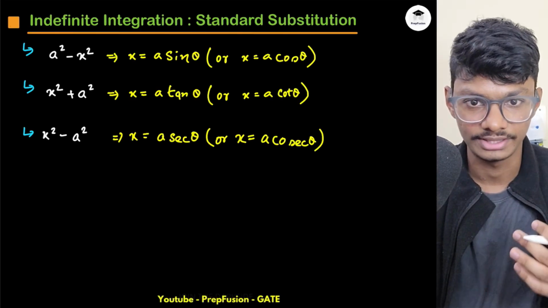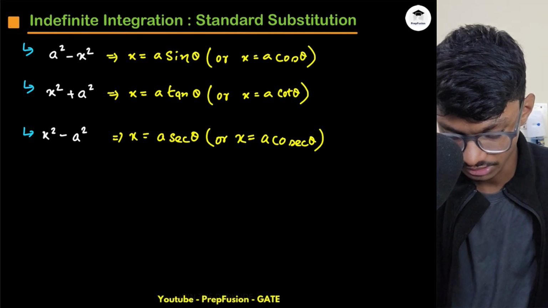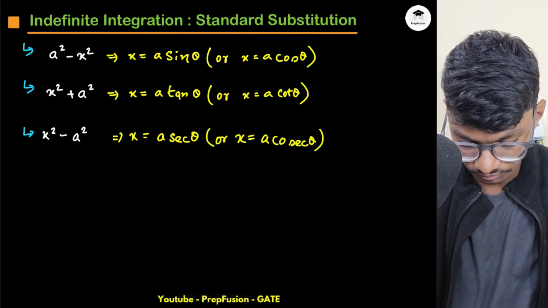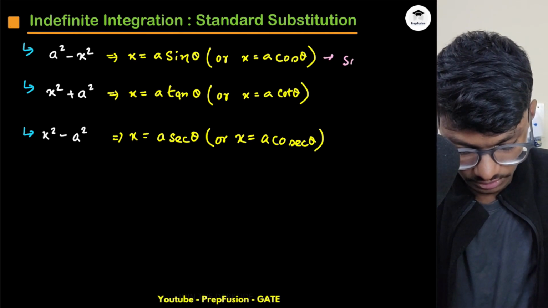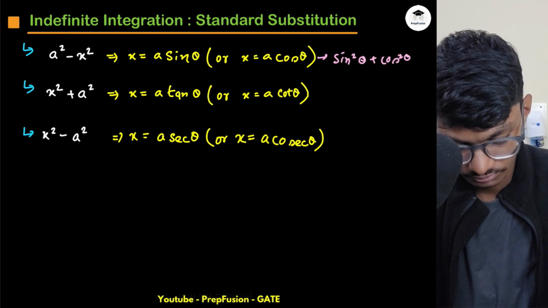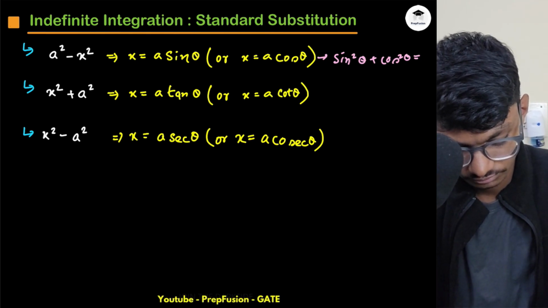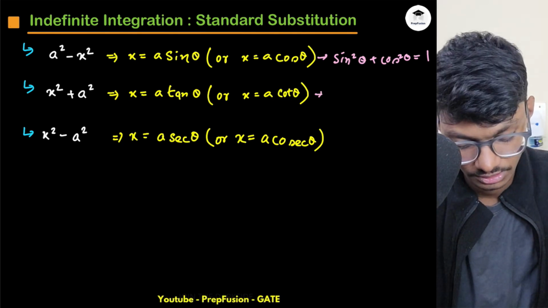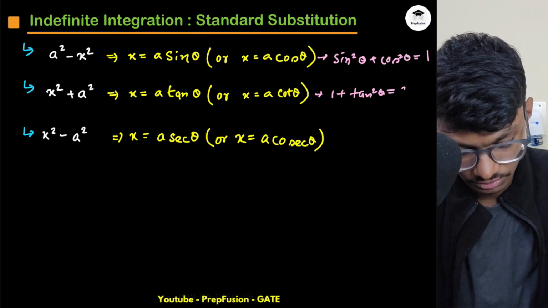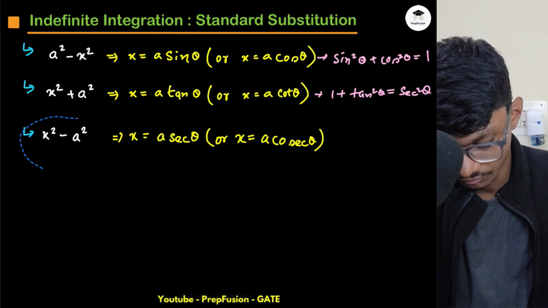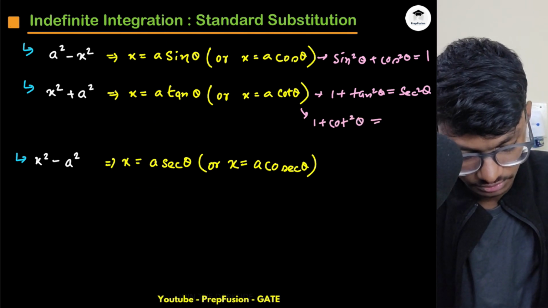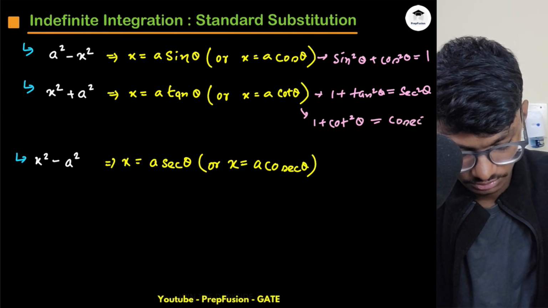Sorry for the interruption, my iPad just crashed. So I will just write down the formulas. I was explaining the same thing, that why do we have standard substitutions? Basically I know the formula sine square theta plus cos square theta equals 1. Then, if you remember, 1 plus tan square theta equals sec square theta, or you can write 1 plus cot square theta equals cosec square theta.